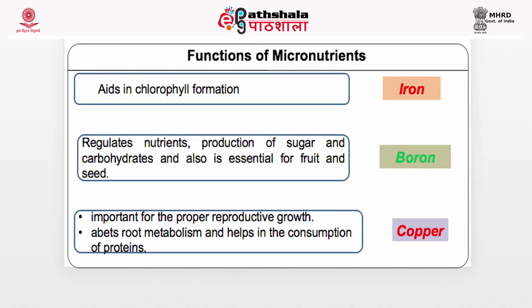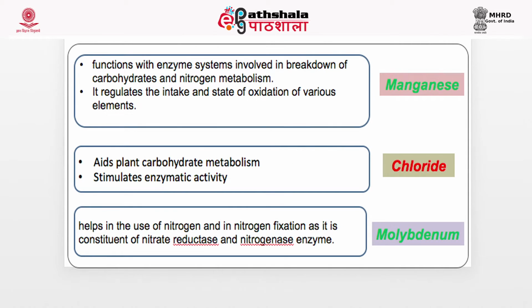As far as their functions are concerned, iron aids in chlorophyll formation, whereas boron regulates nutrients, production of sugar and carbohydrates, and is also essential for fruit and seed. Copper, which is important for proper reproductive growth, aids in root metabolism and helps in the consumption of proteins. Manganese, which functions with enzyme systems, is involved in breakdown of carbohydrates and nitrogen during metabolism. It regulates the intake and state of oxidation of various elements.